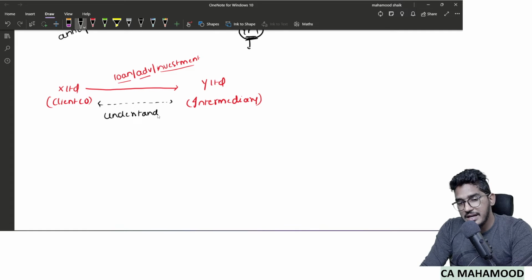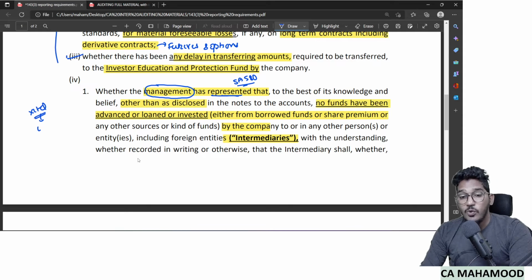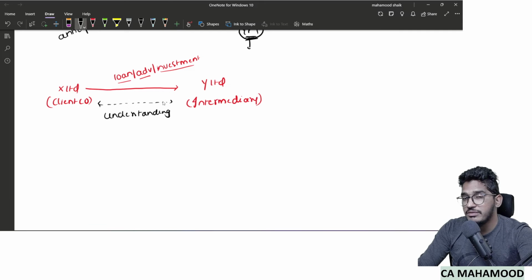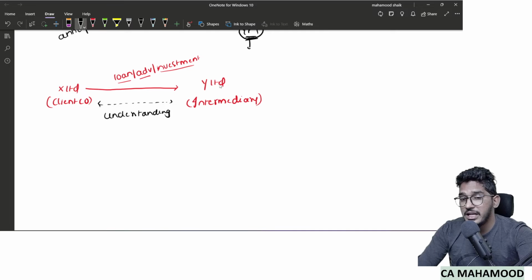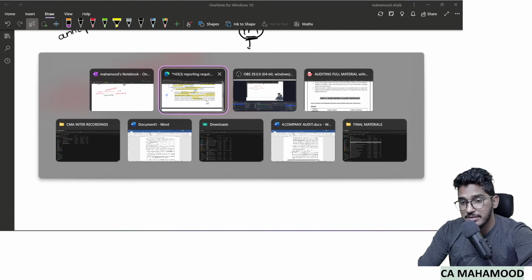Sir, what understanding are they having, sir? Let us see what they are saying. What kind of understanding? Whether recorded in writing or otherwise. That understanding could be in written format or in oral format, whatever it could be. But there is a mutual understanding between the client company and the intermediary, either in writing or in any other format. That understanding is that the intermediary shall, who is the intermediary in our example? Y Limited is the intermediary in our example.